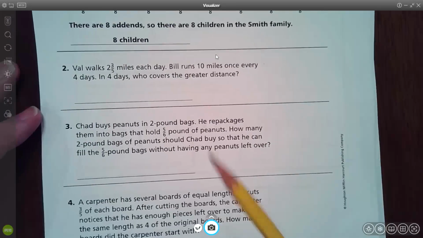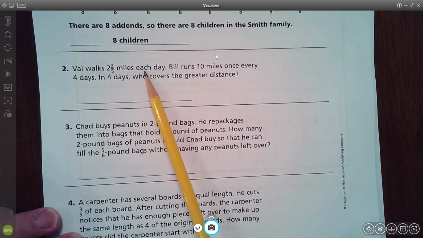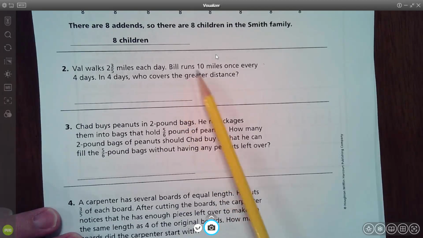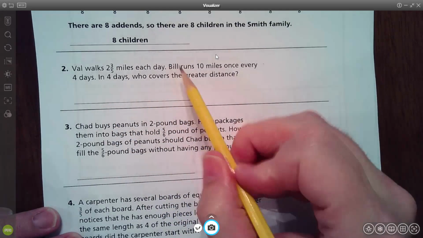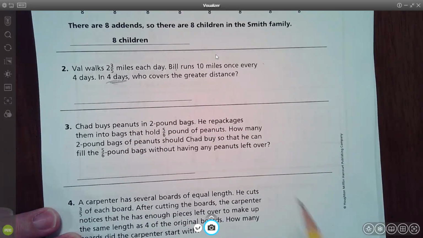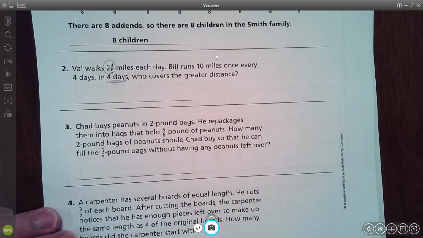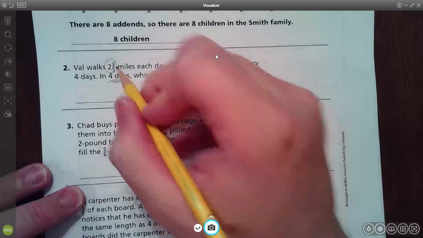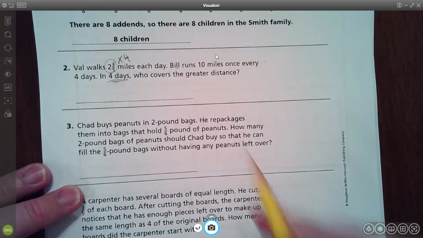This one's a little more straightforward. Val walks 2 3/5 miles each day, while Bill runs 10 miles once every 4 days. In 4 days, who covers the greater distance? So we know that's easy. Bill's going to do 10 miles in 4 days. The question is, if Val is walking 2 3/5 miles each day, and she does that 4 times, will that be more than 10 or not?